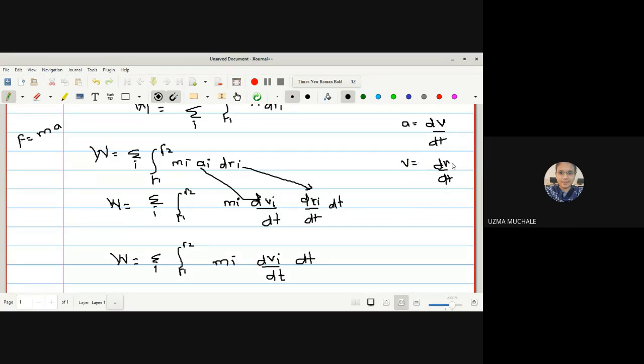So what is velocity? It is dr by dt. What is r? r is a position vector, that is xi plus yj plus zk. We have seen this in the first lecture of classical mechanics. What is a position vector? I have given you a real life example also.